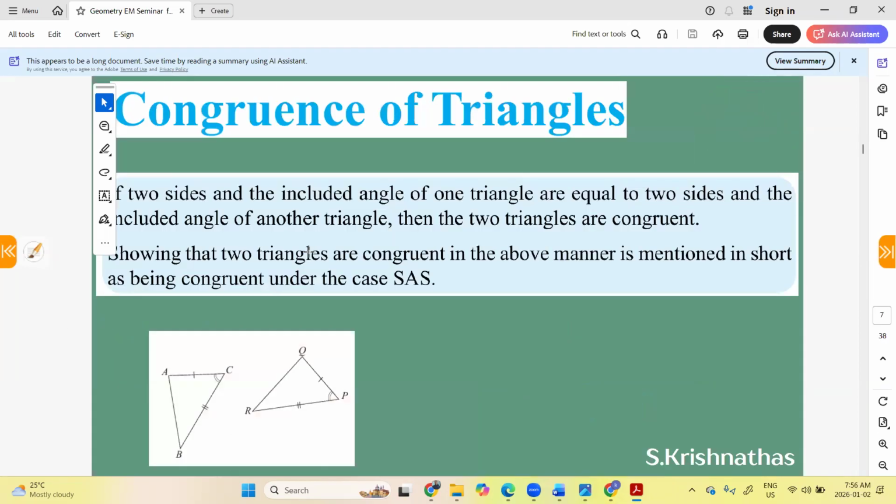Okay. Congruency cases. Students, the congruence of triangles. Totally, how many conditions of congruence are there? Totally, 4 conditions, right? What are they? Okay, we will check.